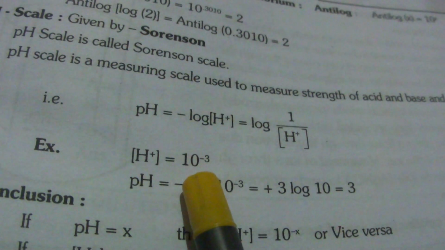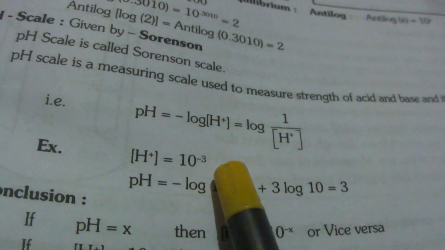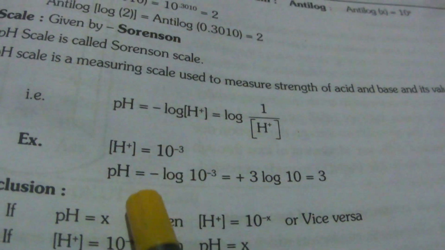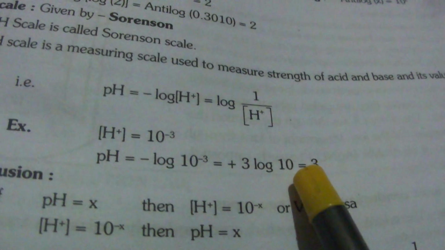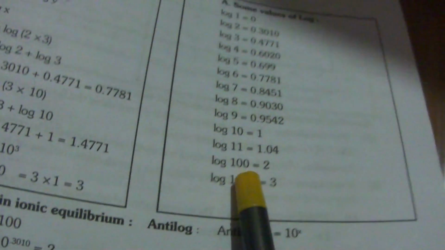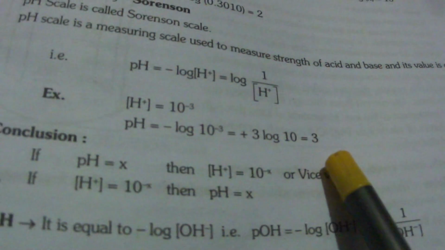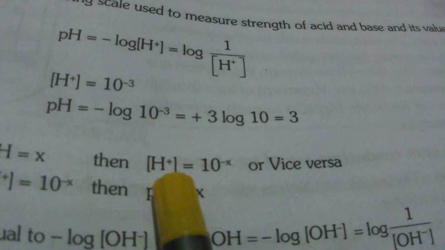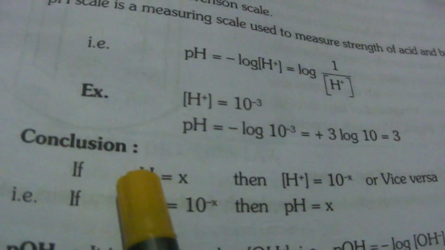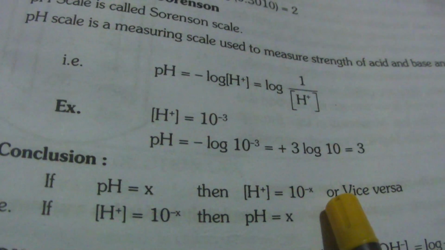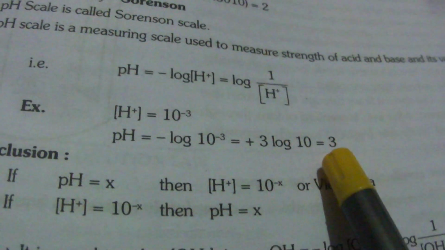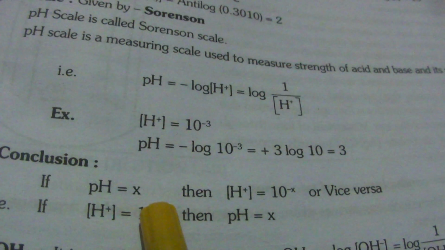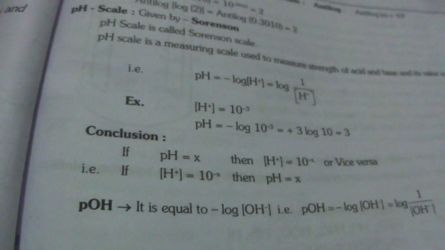For instance, if the hydrogen ion concentration is 10 power minus 3, then you can write pH is equal to minus log 10 power minus 3. The minus 3 when brought to the front becomes 3 into log 10. Log 10's value we have learnt as 1, so 3 into 1 will give you 3. Now let's do it with pH is equal to x. Then you will get [H+] is equal to 10 power minus x. This is just a conclusion. For example, here pH is equal to 3, and [H+] is 10 power minus 3, right? So if pH is equal to x, then [H+] is equal to 10 power minus x.